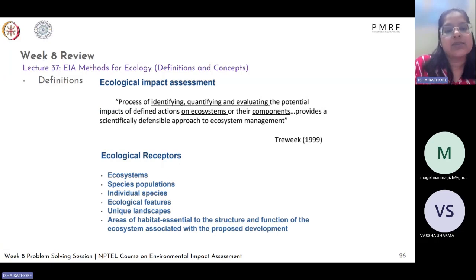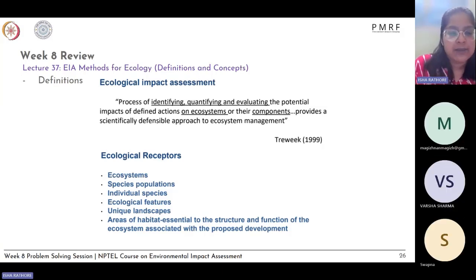Then ecological impact assessment is the process of identifying, quantifying, and evaluating the potential impacts of defined actions on ecosystems or their components, and it provides a scientifically defensible approach to ecosystem management. Then we looked at certain ecological receptors. So we have ecosystems, the species population, that is the number of species which are present, the individual species, ecological features, unique landscapes, and areas of habitat essential to the structure and function of the ecosystem associated with the proposed development. So these are the ecological receptors when we talk about them further down this lecture.